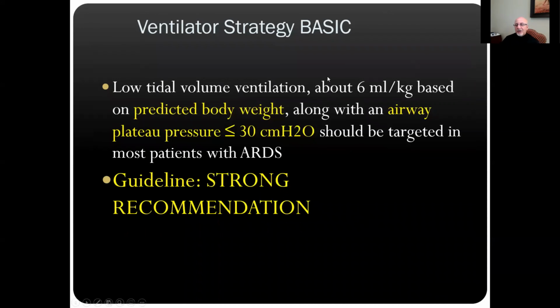So what are the ventilator strategies that we basically must implement immediately in the emergency room when we intubate a patient? The patient should be placed on 6 cc's per kilogram based on their predicted or ideal body weight, and immediately target the airway plateau pressure to be less than 30 centimeters of water. This should be performed immediately upon intubation. This is a strong recommendation. The patient should not be left with a plateau pressure of greater than 30 centimeters after intubation.